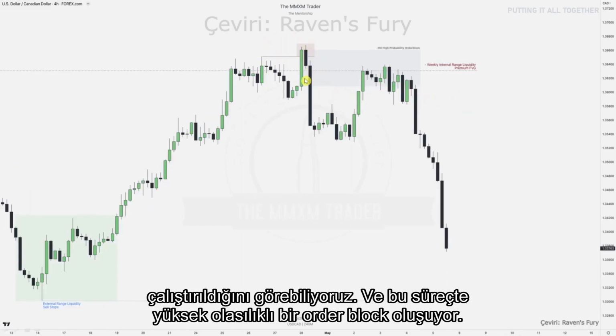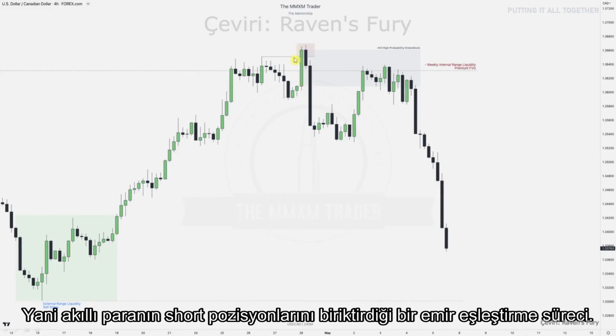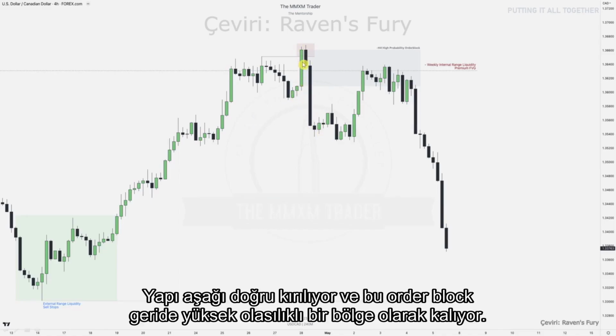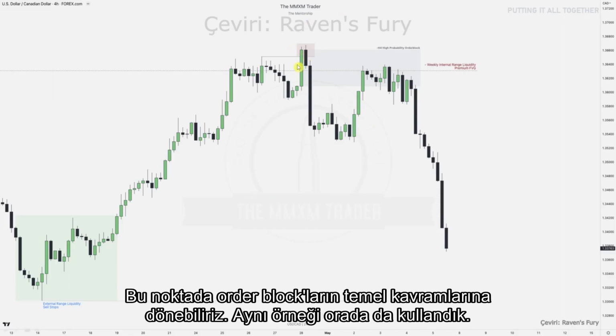And then we form a high probability order block in the process, right? So order pairing up here for accumulation of short positions from smart money. We're breaking down structure, leaving that high probability order block behind. And you can go back to the core concepts about order blocks, and we use this same example right over here.